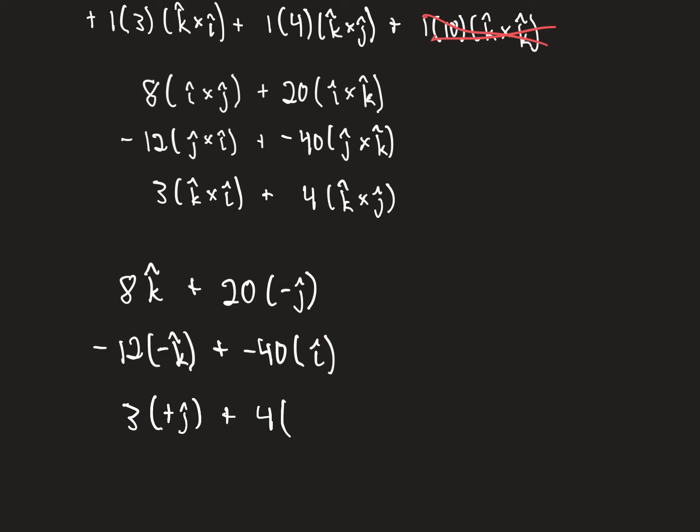And then 4 times K cross J. Let's see, where's K? There's K. From K to get to J, I have to go around the inner part. So I keep going backwards. It gets me to the negative I.